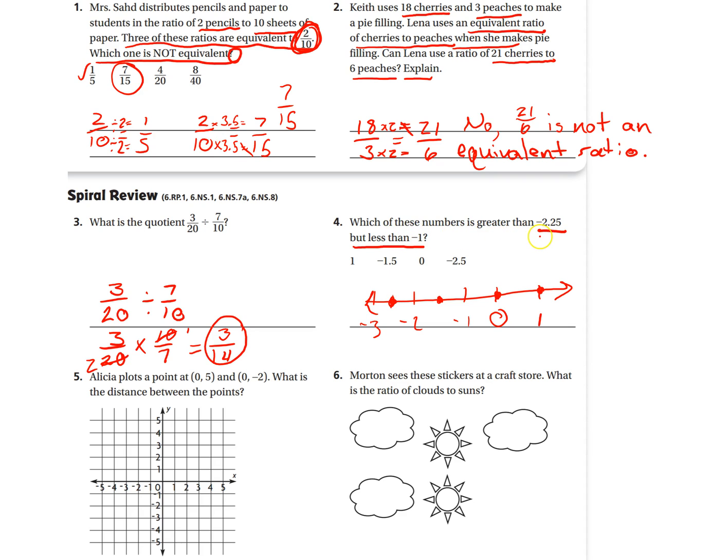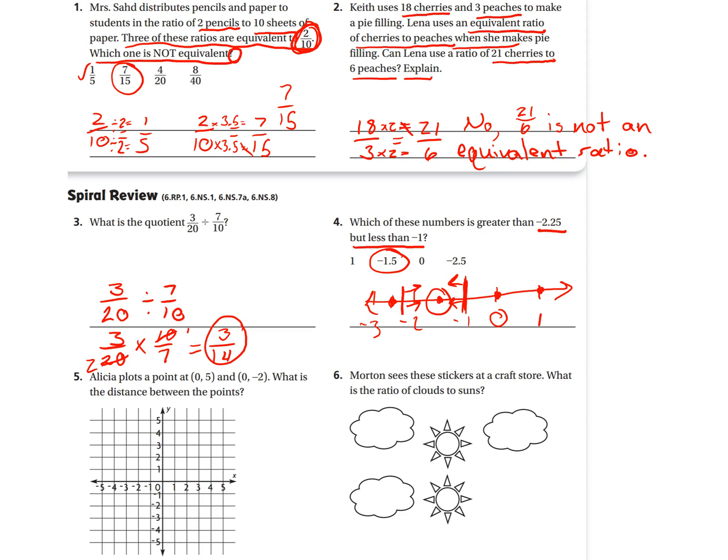So which of these numbers is greater than negative 2.25? Negative 2.25 is going to be right about here, but less than negative 1. Negative 1 is right here. So it's going to be greater, and remember, greater means we move to the right, and less than negative 1. Well, that's this point here. And if you remember correctly, that point was negative 1.5.